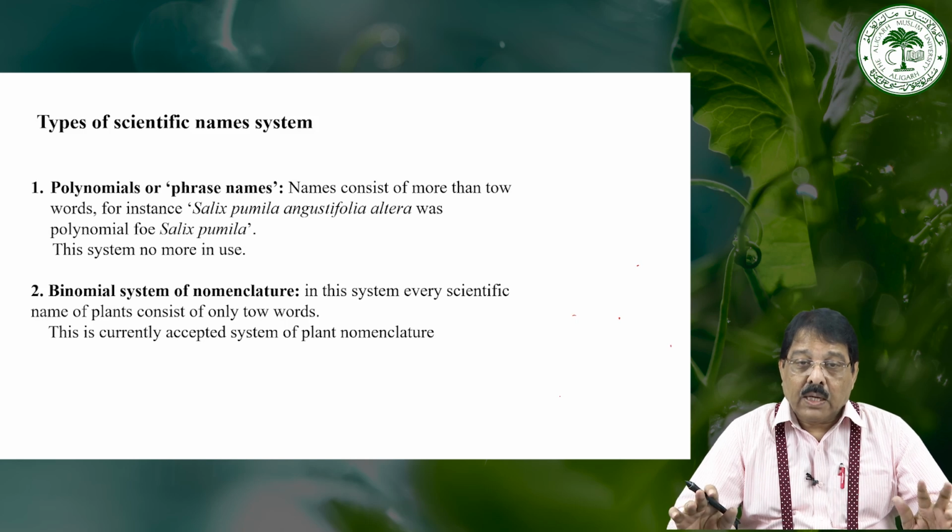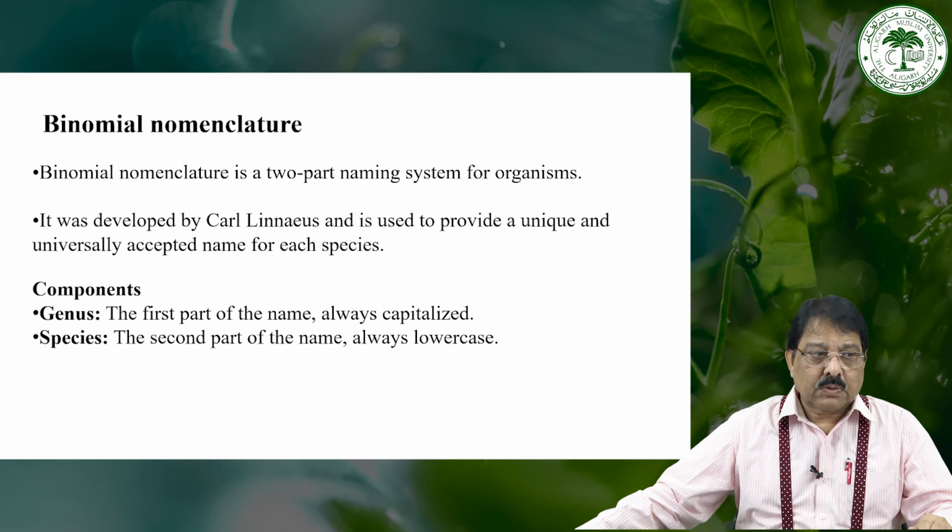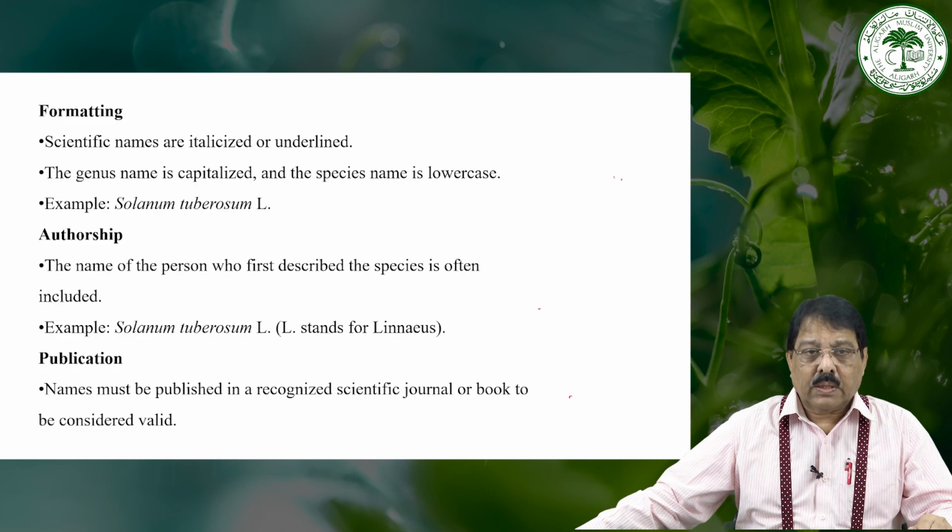If it is the name of a hybrid, then you have to put a cross sign in between the genus and species name. So this was all about binomial nomenclature.